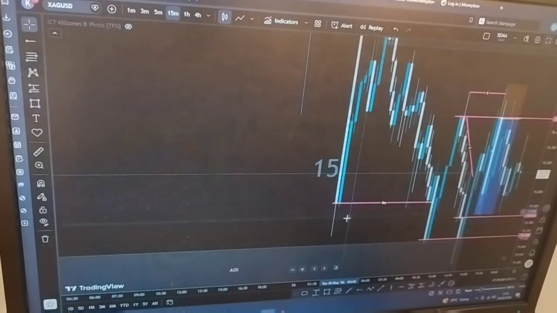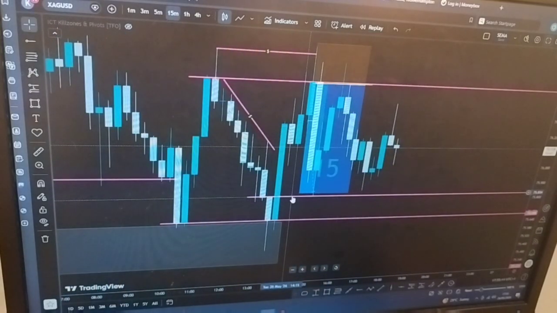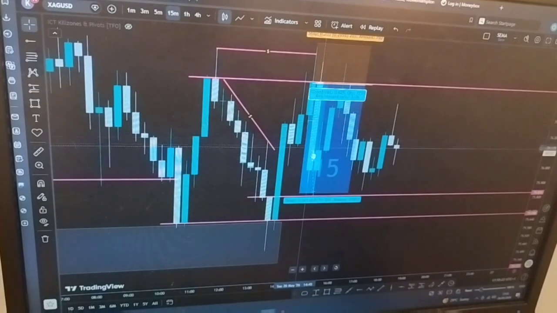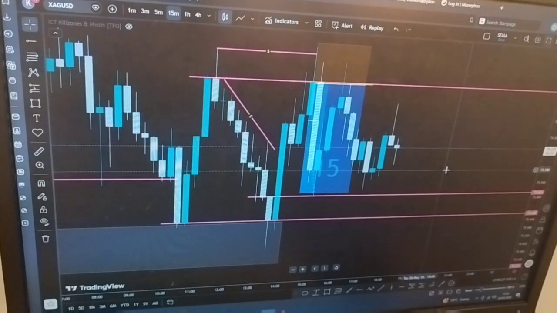Where is my take profit? I decided to target the 15 minutes order block right here. You see this level right here? That's the 15 minutes order block before this momentum candle pushed up. So this is where I targeted just to close before a market dropped right down into it. That's it. This is a very important trade.